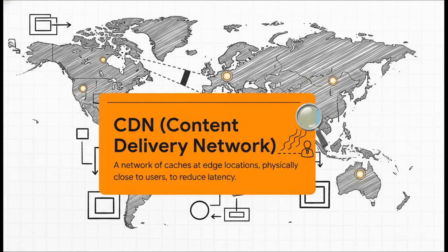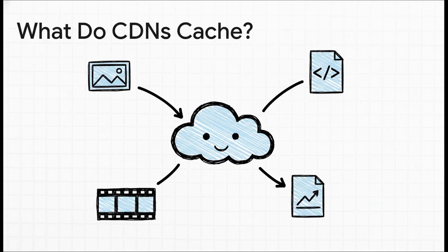That's where our outermost layer of caching comes in, the CDN, or Content Delivery Network. This is basically a whole network of caches that are strategically placed all over the world in what we call edge locations. This way, a user in India gets their data from a server in Mumbai, not one all the way over in California. So what kind of stuff do you put in these global caches?